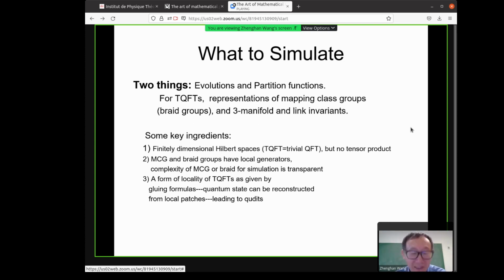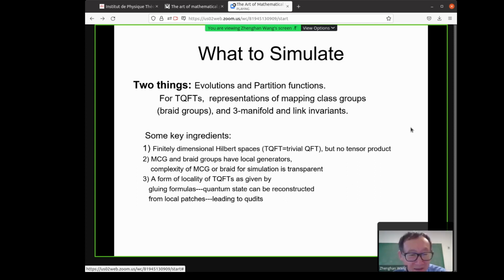And that makes things much easier because in quantum computation, you are using only finite dimensional Hilbert spaces. And the main difficulty is, in quantum computation, you have a tensor decomposition of the Hilbert space into qubits, and in topological quantum field theory, they have no intrinsic tensor product. So that's actually pretty much the main difficulty.